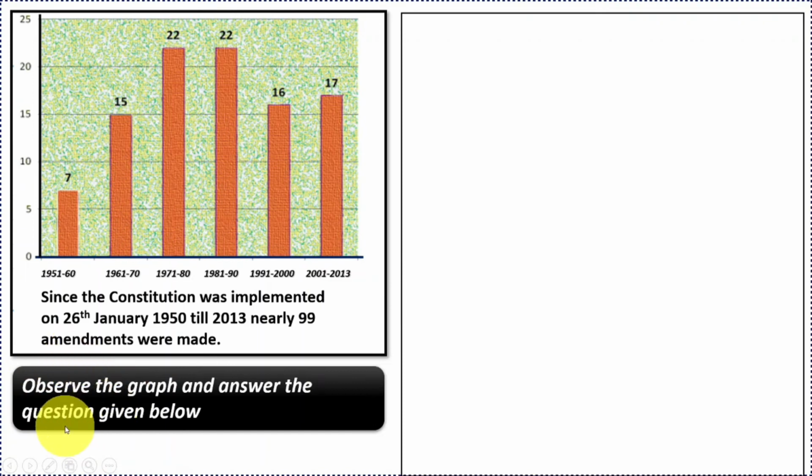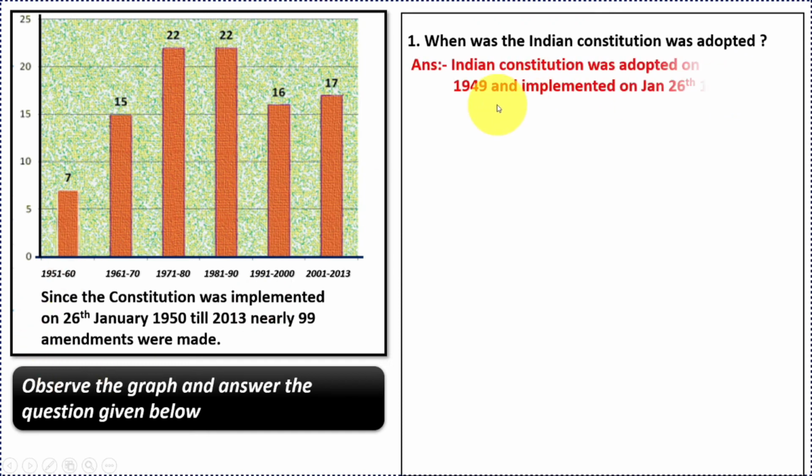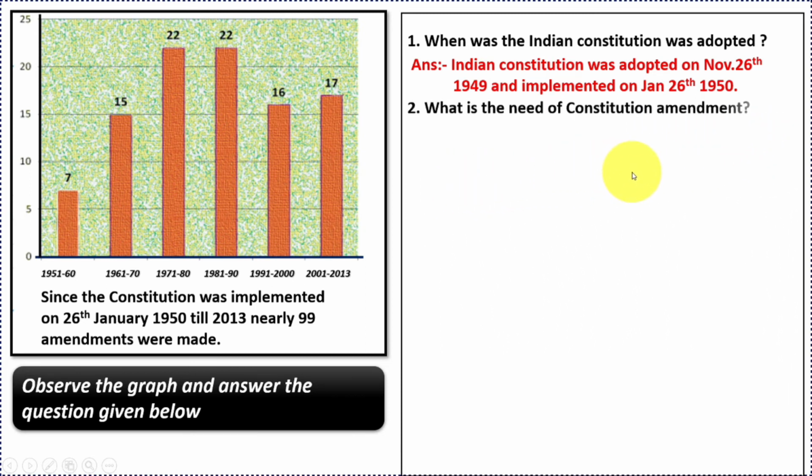Here, observe the graph and answer the questions given below. This graph is about constitution amendments. First question: When was the Indian Constitution adopted? It is very clear. We know well that the Indian Constitution was adopted on November 26, 1949 and implemented on January 26, 1950. What is the need of Constitution amendment?